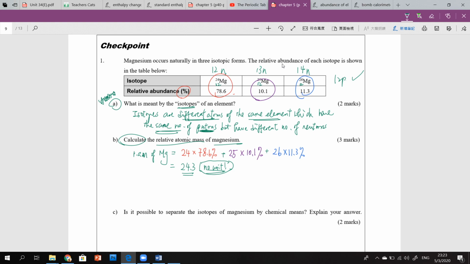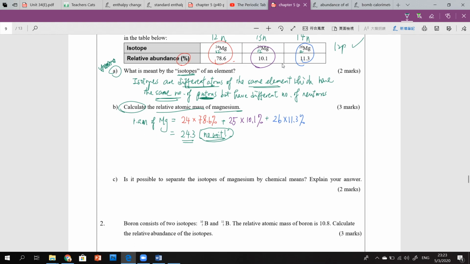How about C? Is it possible to separate the isotopes of magnesium by chemical means? Explain your answer. The answer is no. Why not? It is because isotopes have the same electronic arrangement.